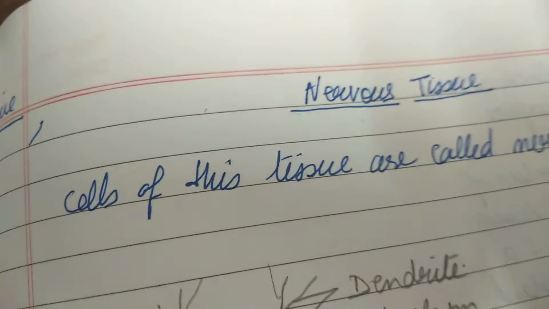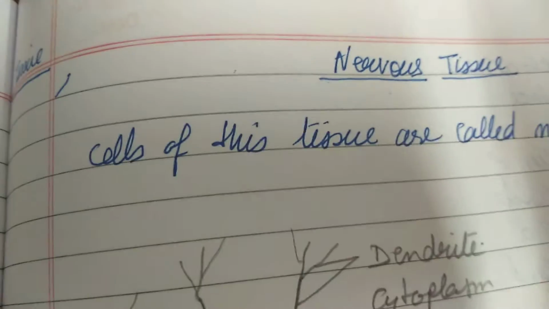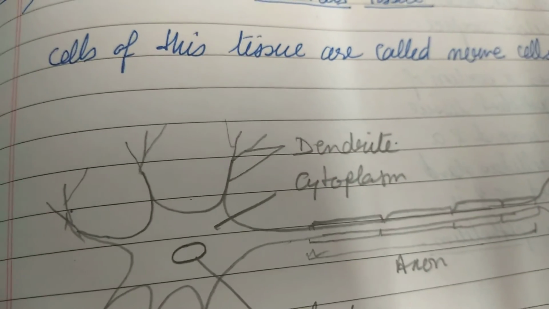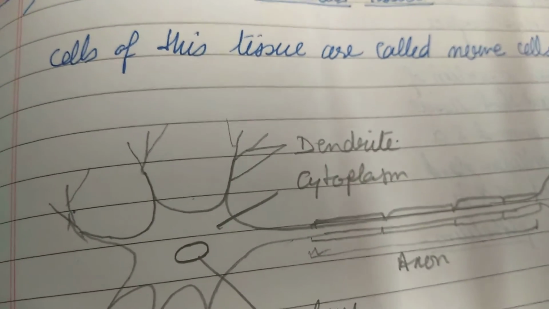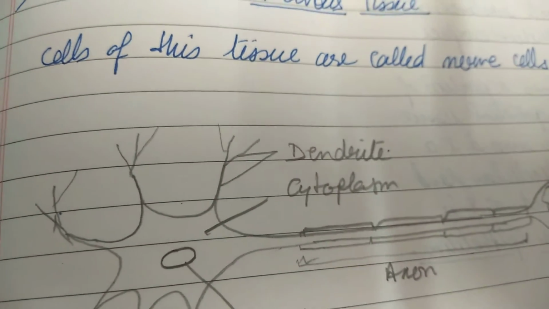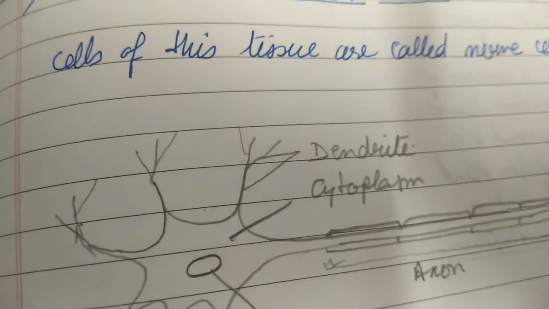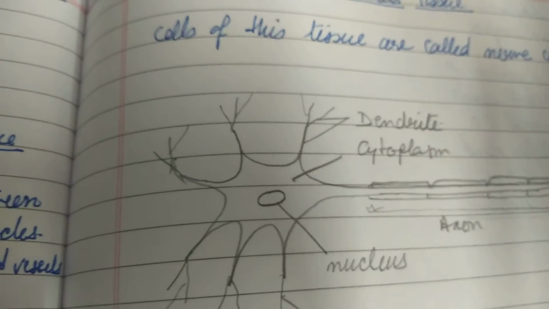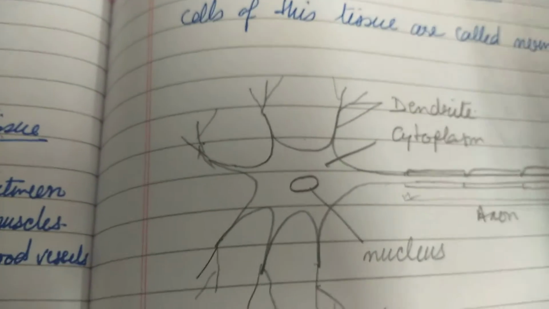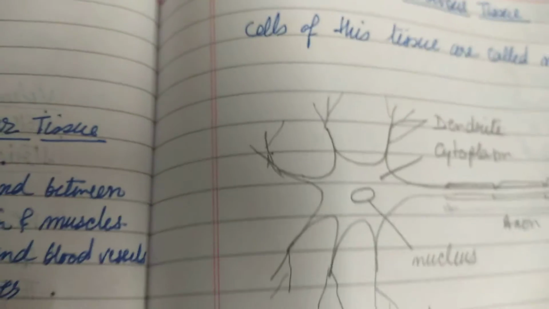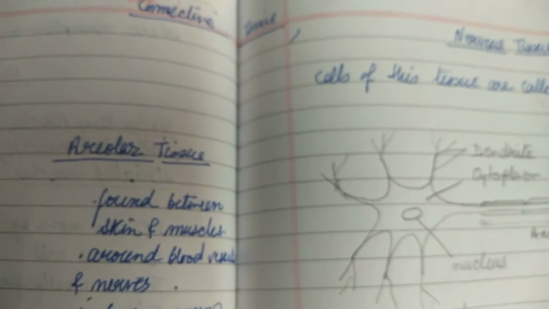So next is nervous tissue. This is the last topic of animal tissue. Nervous tissue is made up of cells that we call nerve cells, or neurons. Right? If we see the single cell of this tissue, that is a neuron. The structure of a neuron is like this.